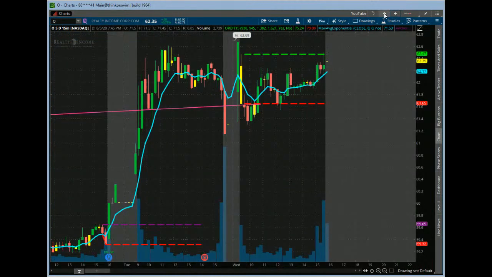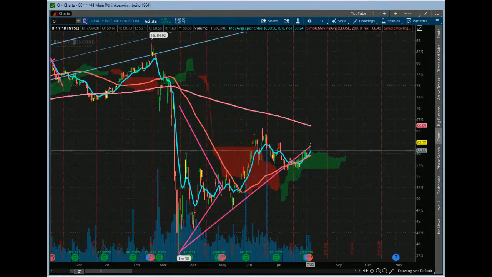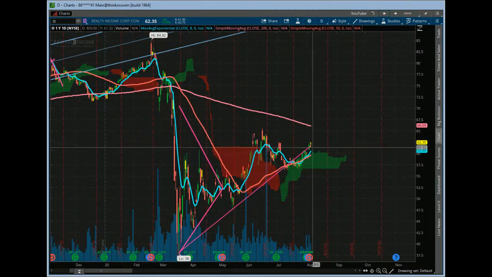I'm sorry, I keep on thinking, because it's like, sorry, Realty Income. I was like, this is not Overstock. It's not $100 on a crazy move up. Realty Income. Sorry, guys. Inside day on that one and just kind of hanging out. So just got to keep an eye on that there.